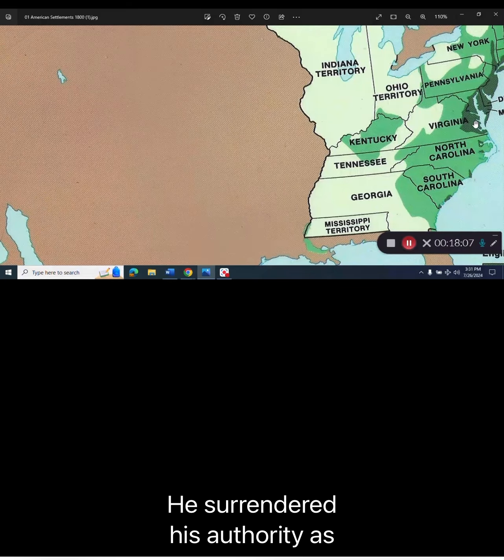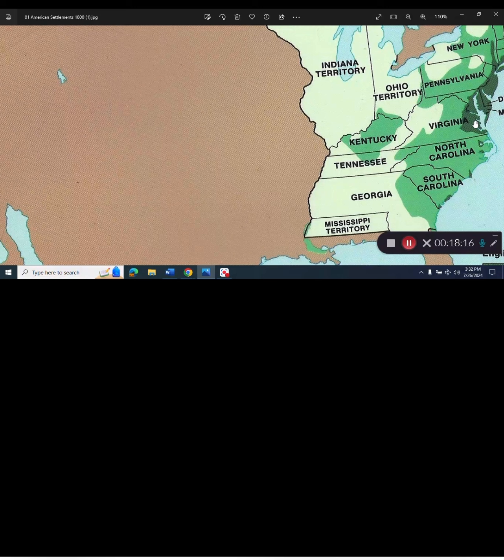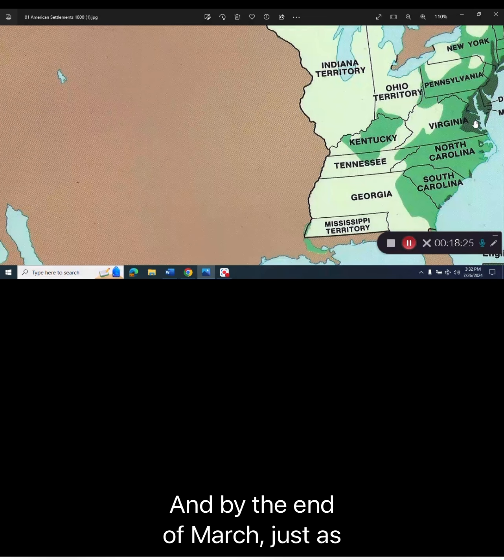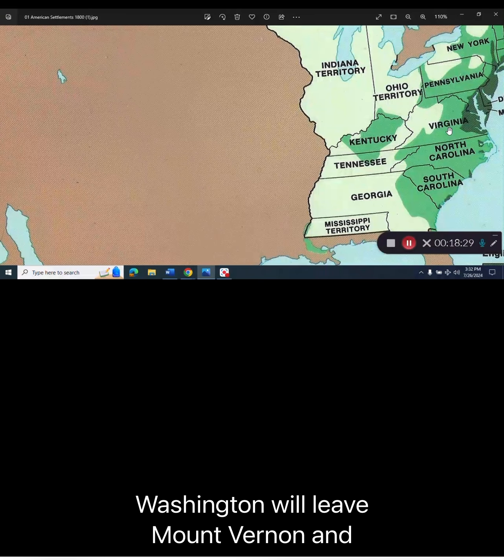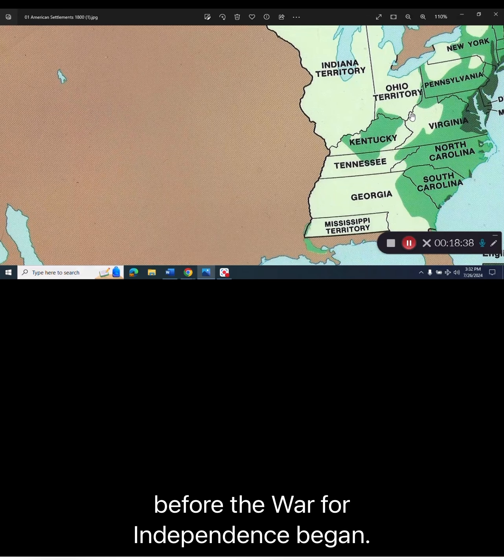Now, he surrendered his authority as commander-in-chief in December of 1783. So it's already winter. And so what will happen then is George Washington will return to Mount Vernon. And by the end of March, just as spring is beginning, George Washington will leave Mount Vernon and go on a tour of the Ohio Valley. And the last time he had done that was before the War for Independence began.